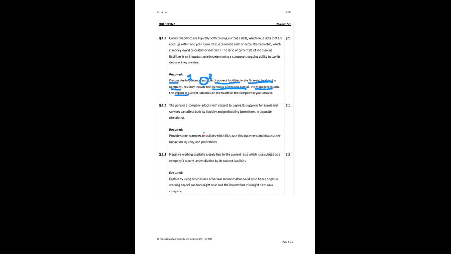So what I would do in a little notebook, I would write those all as bullet points, one underneath each other, and then tick them as I went along in my answer to make sure I had discussed the importance, I had discussed the role regarding the financial health, I had included all the elements of working capital, I had discussed the management of current liabilities, and I had discussed the impact of current liabilities on the health. So there's basically 6 or 7 different aspects that you need to include in that question for the 20 marks.